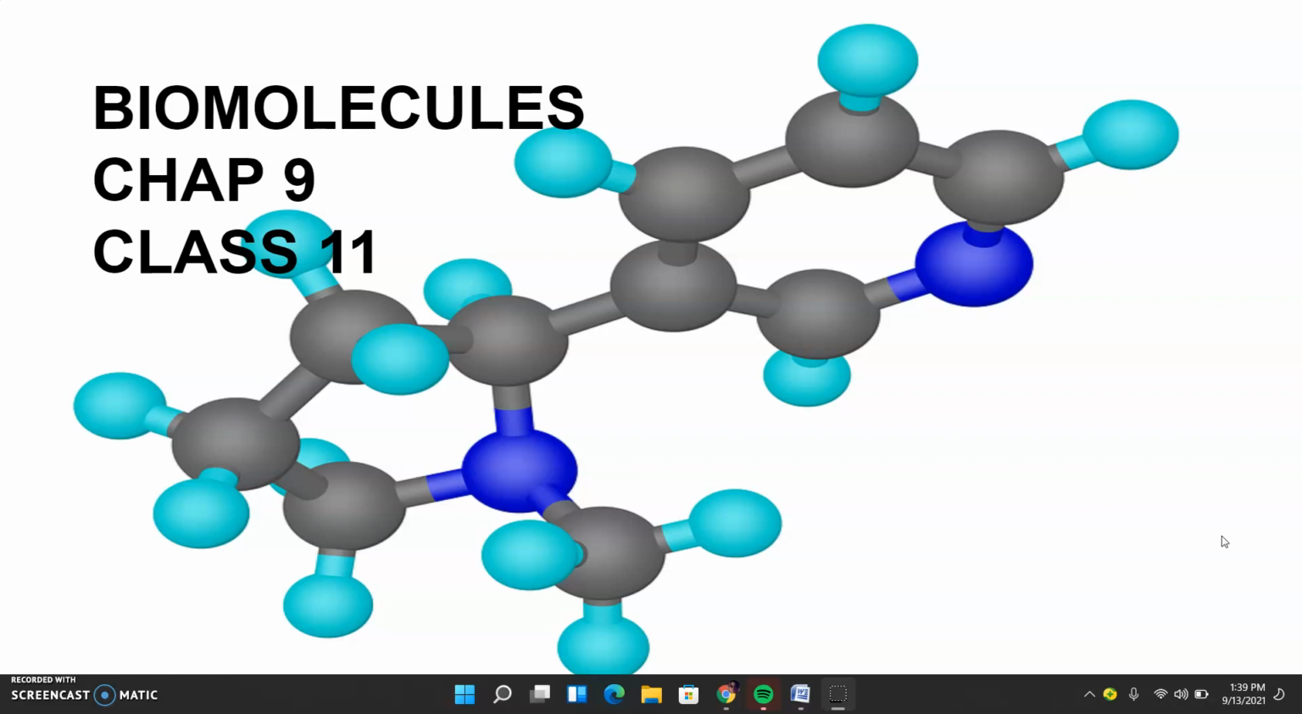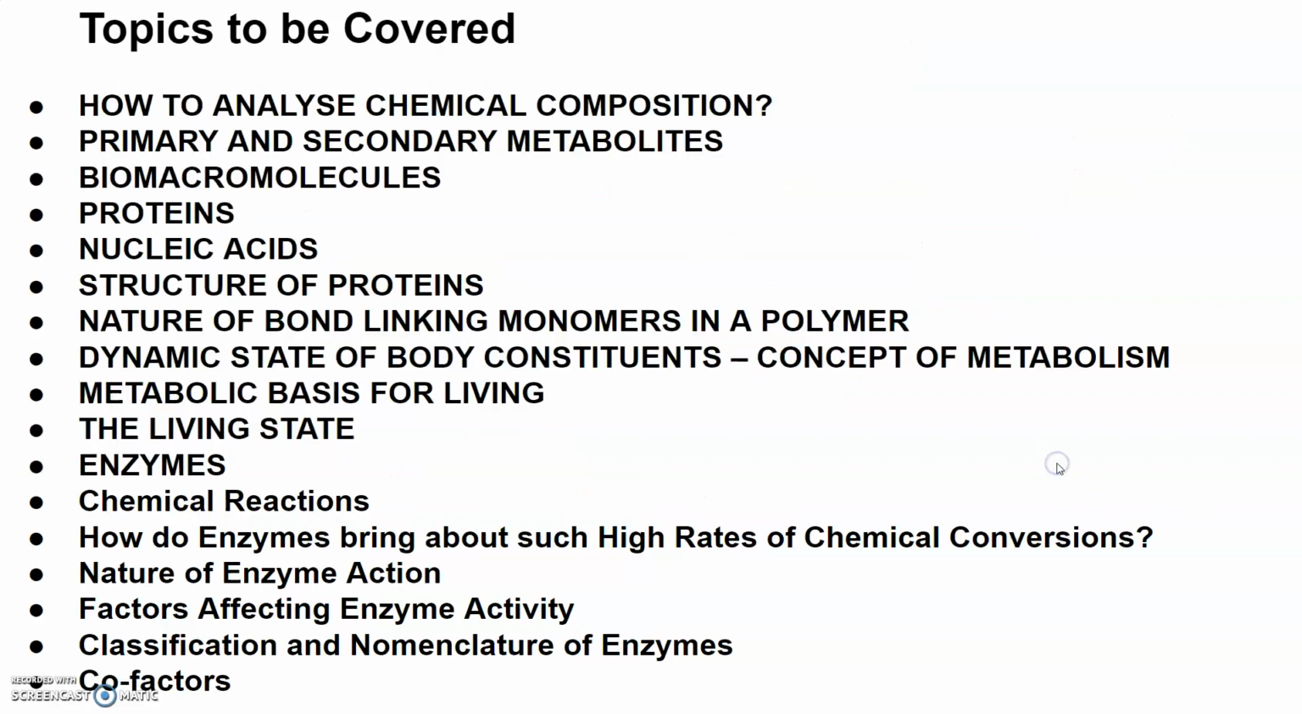So in this chapter, we'll be studying all these biomolecules which are related to living organisms. Topics to be covered in this chapter: how to analyze chemical composition, metabolites, biomacromolecules, proteins, nucleic acids, structure of proteins, bond linking monomers in a polymer, concept of metabolism, living state, enzymes, reactions, then enzyme action, enzyme activity, and various other things related to enzymes like cofactors.